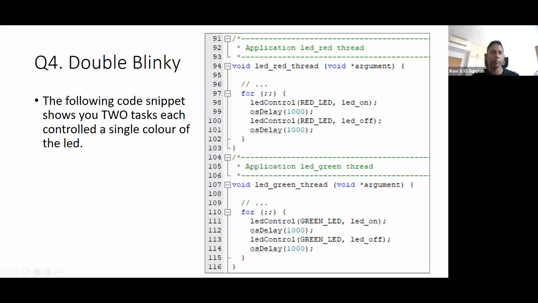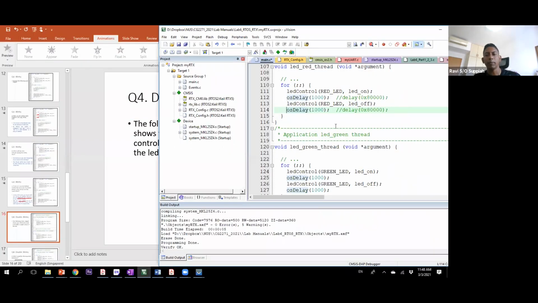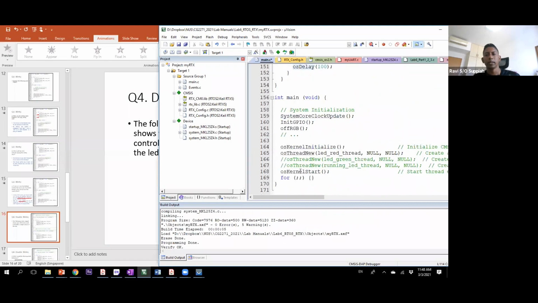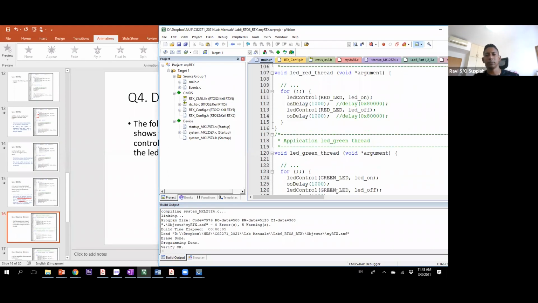All right, so this is interesting. Now we have two threads. Previously it's only one thread, so easy to see. Now we have two threads, LED red thread and LED green thread, and the following code shows they are both doing the same thing. Let me show you the code in full. I'm going to create two threads now, LED red thread and LED green thread, and both of them are exactly the same.